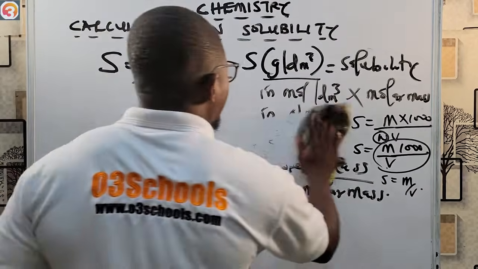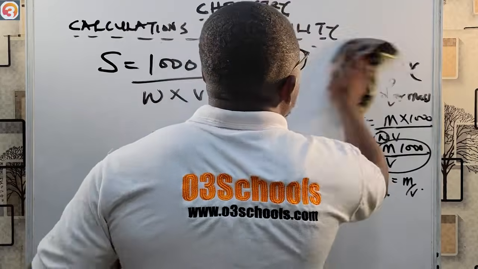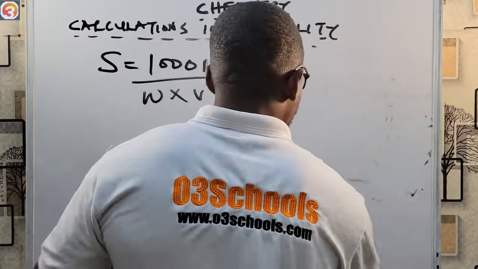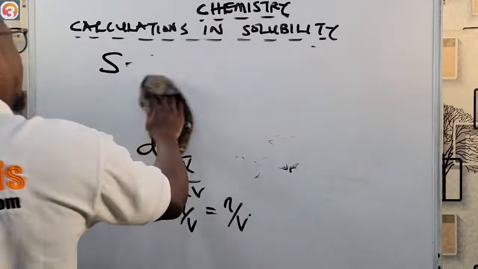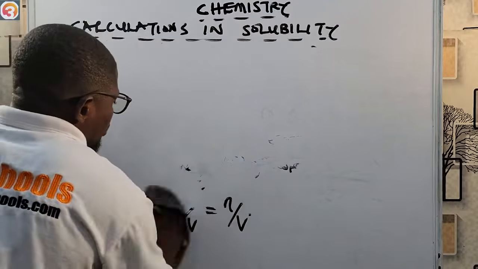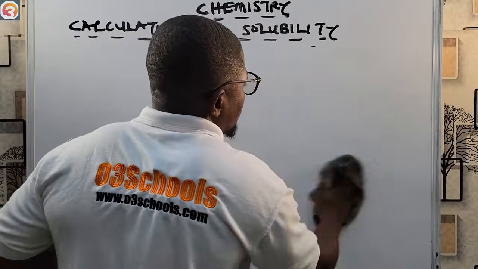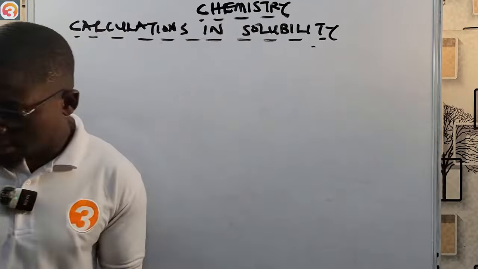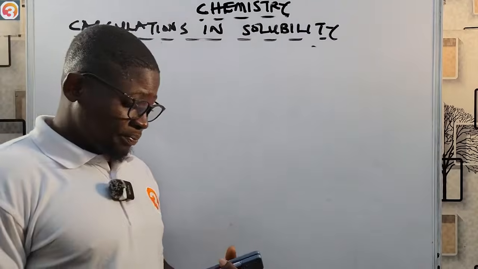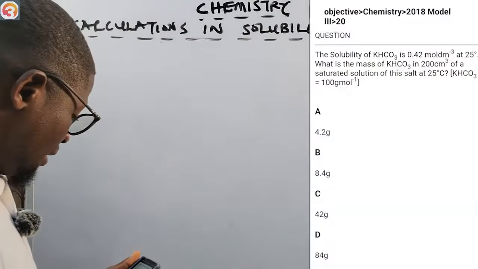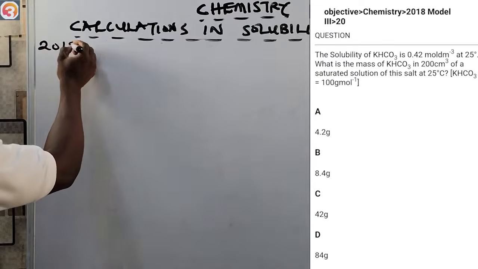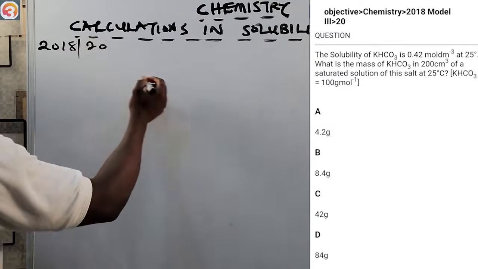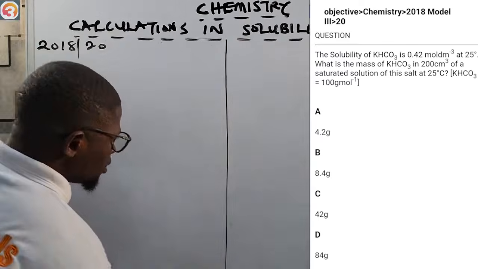Let's wipe this board and begin with the questions. The first question here is from year 2018. If you have your application, you can join me. Let's do this together. The first question is from 2018, number 20. Let me roll this so that I have space.